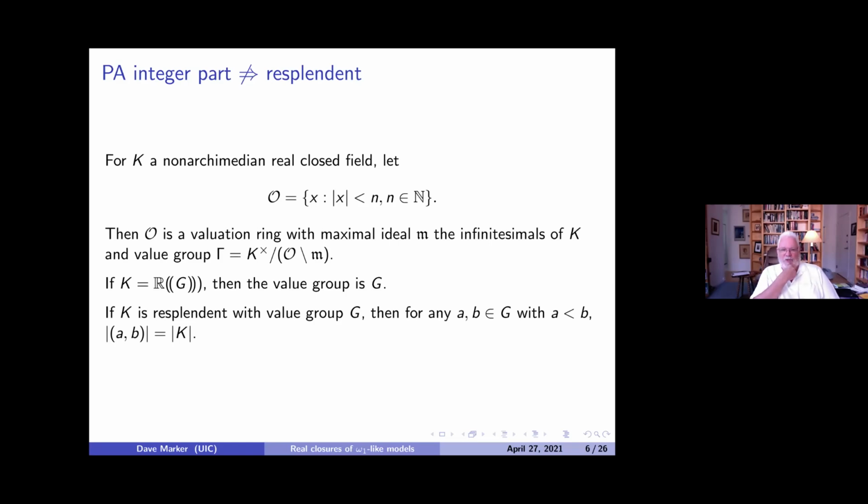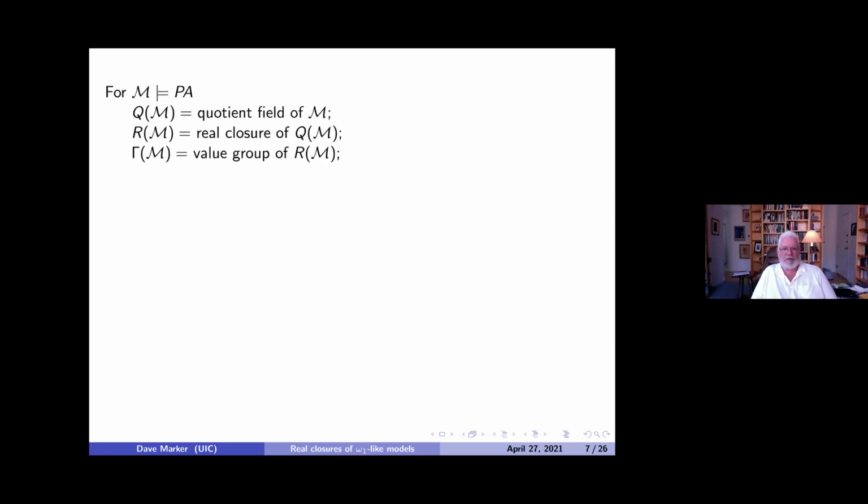Now, if I happen to start with a resplendent field with value group G, then any interval in G is going to be the same cardinality as G, which is going to be the same cardinality as the field itself. I mean, this is one of the nice things about resplendent structures: usually you don't get two cardinal models of any kind. Okay, and we'll see that there are going to be models of PA where this is not true of the real closure.